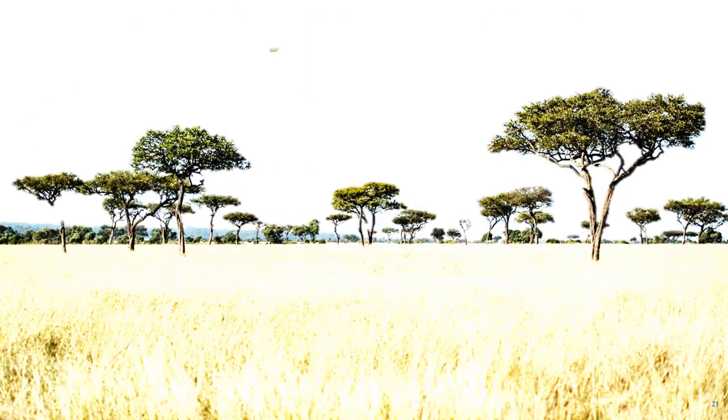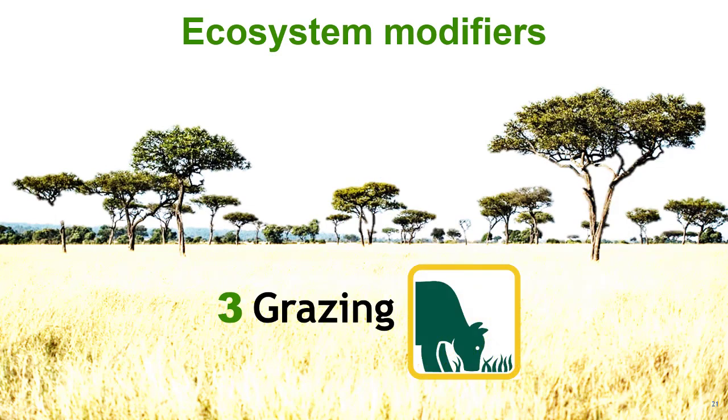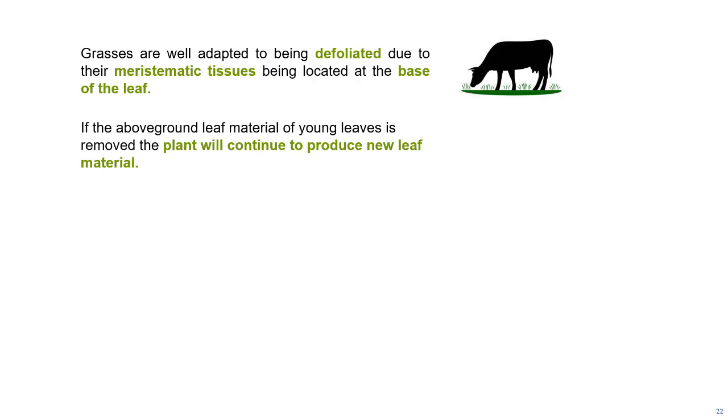The third modifier that we will discuss is grazing. Grasses are well adapted to being defoliated due to their meristematic tissues, which are responsible for the growth of plants. If the above-ground leaf material of young leaves is removed, the plant will continue to produce new leaf material.